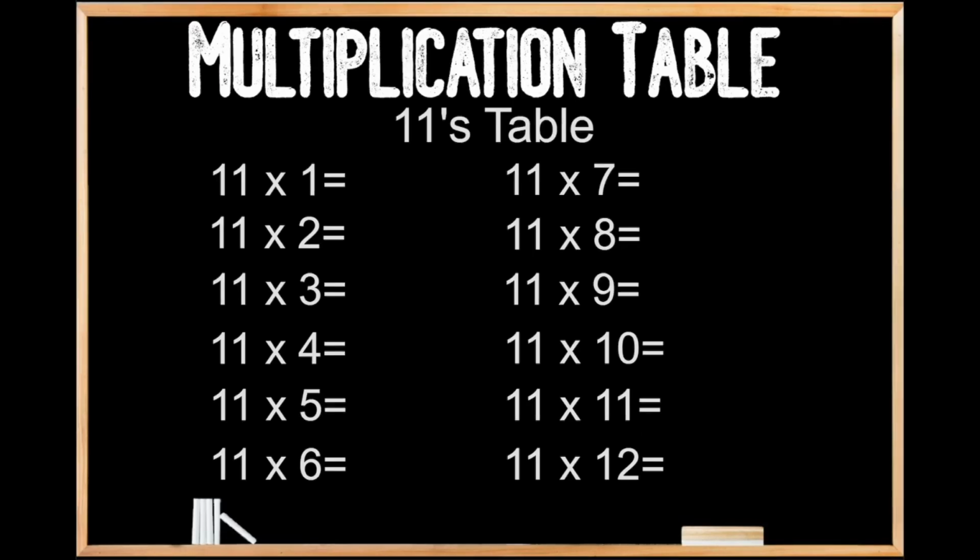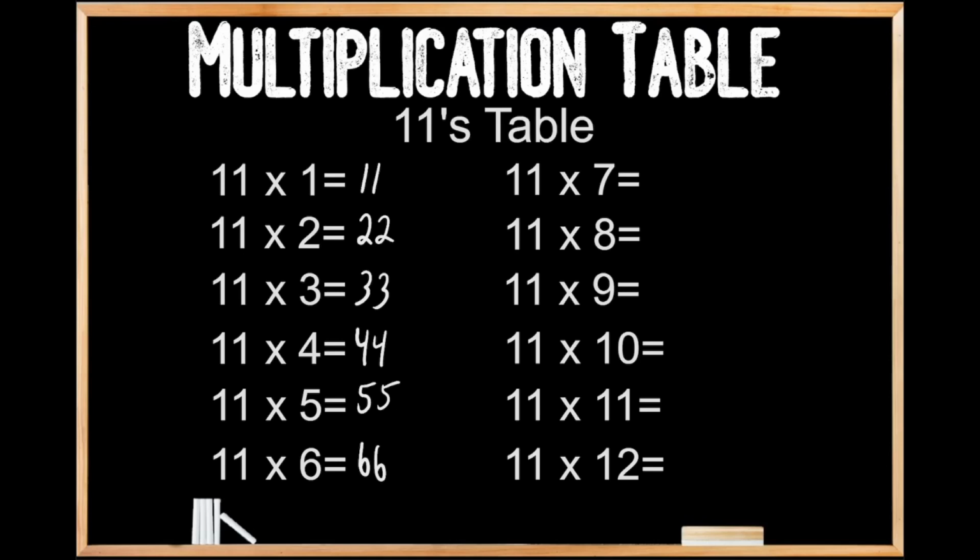11's table. 11 times 1 is 11. 11 times 2 is 22. 11 times 3 is 33. 11 times 4 is 44. 11 times 5 is 55. 11 times 6 is 66.